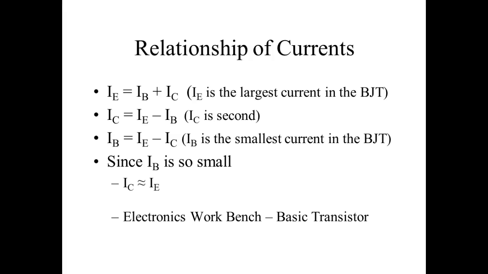Talked about the basic formulas for the currents. So IE is equal to IB plus IC. IC is equal to IE minus IB. And IB would be IE minus IC. But we assume that IC and IE are equal for calculations. But just for calculations, if you ever say, are they equal, you're going to say no, right?